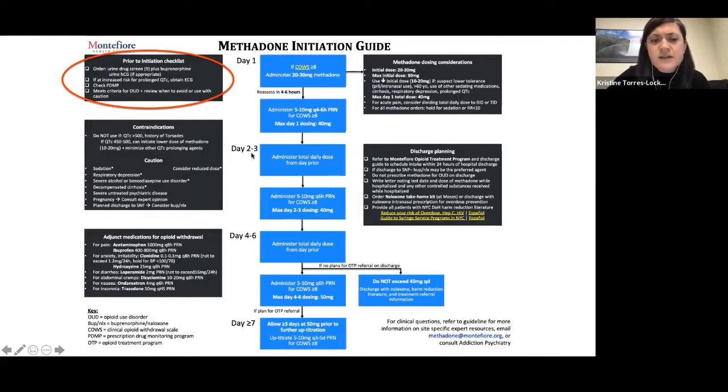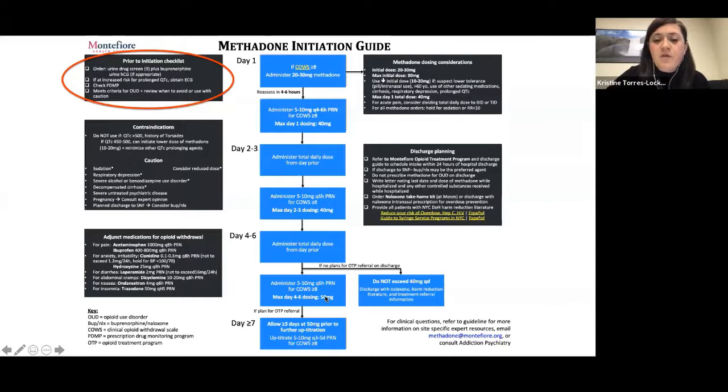And then same sort of idea as the buprenorphine. So you add up everything they got the day before for day 2, and you give that all as 1 dose in the morning. And then again, if they have breakthrough withdrawal symptoms, you can give 5 to 10 milligrams every 6 hours as needed. And you still want to only max out at 40. Starting on day 4 or so, you can actually max out at 50 milligrams.